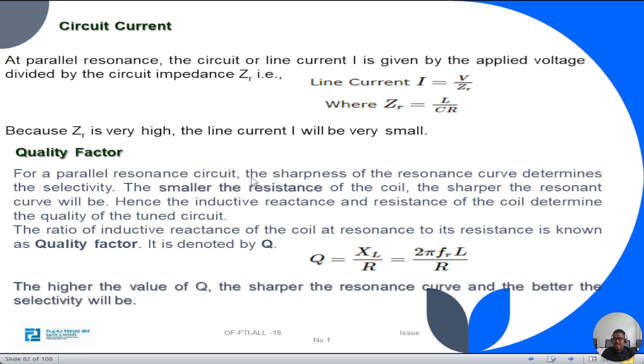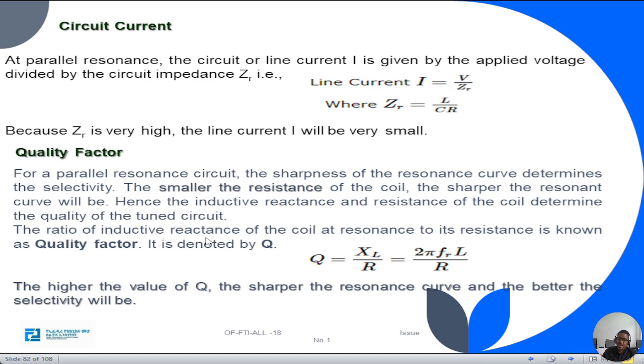For a parallel resonance circuit, the sharpness of the resonance curve determines the selectivity. So quality depends on the selectivity. The smaller the resistance of the coil, the sharper the resonance curve will be. So what we see is, if frequency becomes equal to the resonance frequency, the circuit becomes resistive. Hence, the inductive reactance and resistance of the coil determine the quality of the tuned circuit.